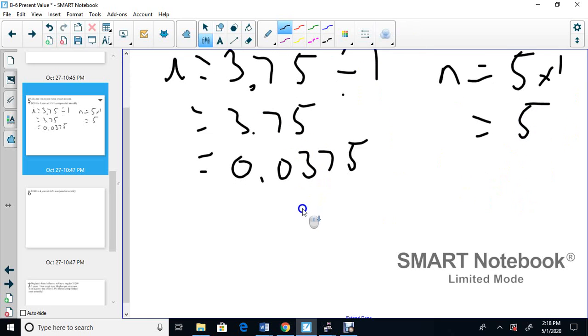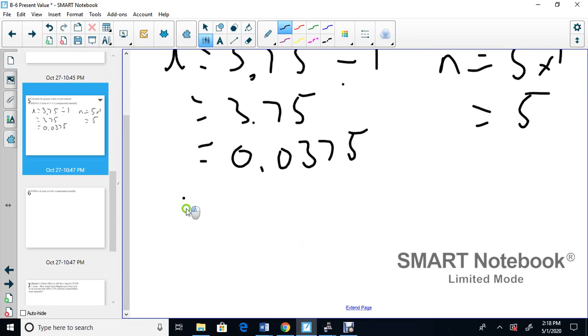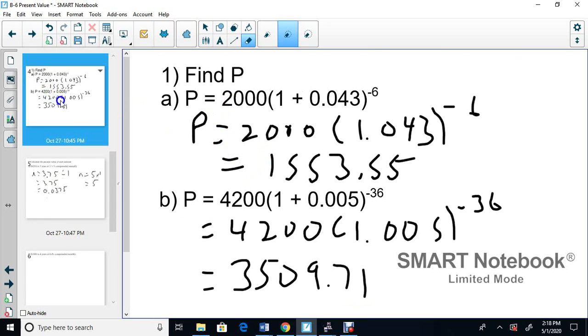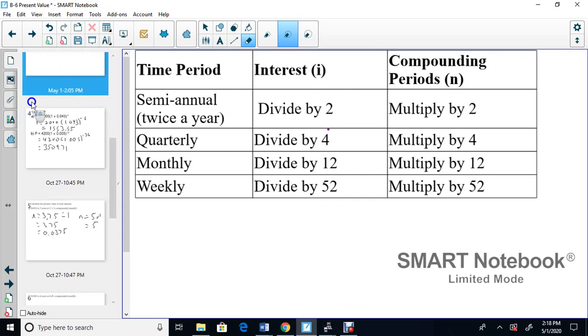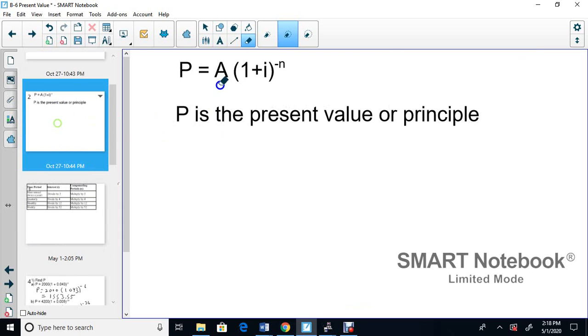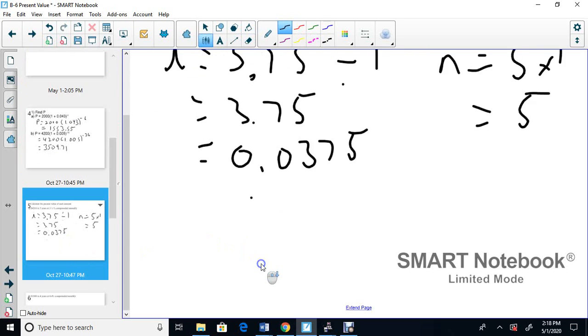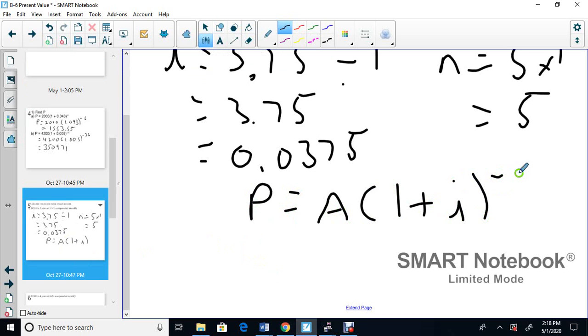Okay, let's put it into our formula. It's P equals, let's go back. I've got a bad memory, a lot of you probably do too. How do you memorize this formula? It's difficult, just look it up. Up higher. P equals A(1 plus i) to the negative n. So let's go over here.